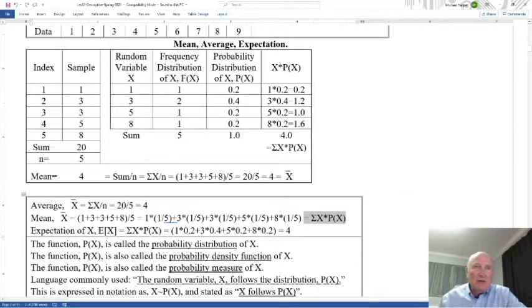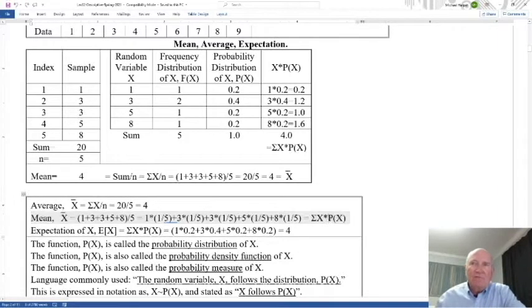So what I'm showing you here is another way to get that equation. The x times the probability of x is the very same. It's just a different way of doing the arithmetic, so it's going to give you the same answer every time.